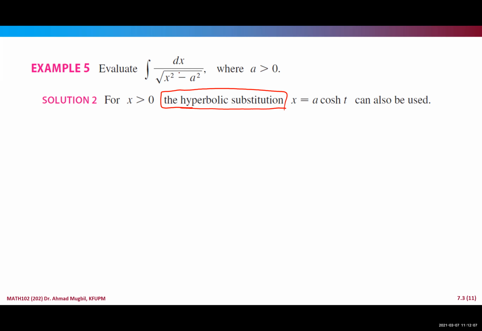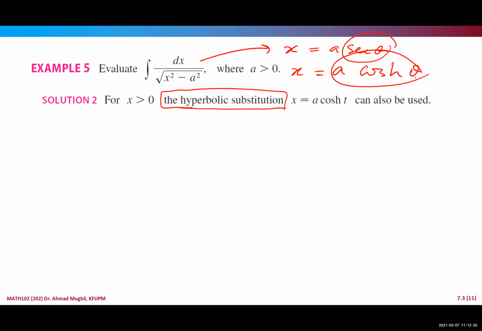So for the same integral here, let me repeat. We can use secant theta, but we can also put x equals a cosine hyperbolic theta. This is another substitution. So when you can use secant, you can use cosine theta or cosine hyperbolic theta. But usually we prefer the trigonometric substitutions.